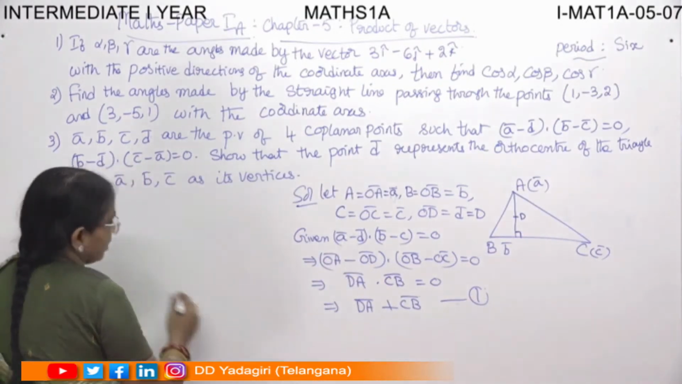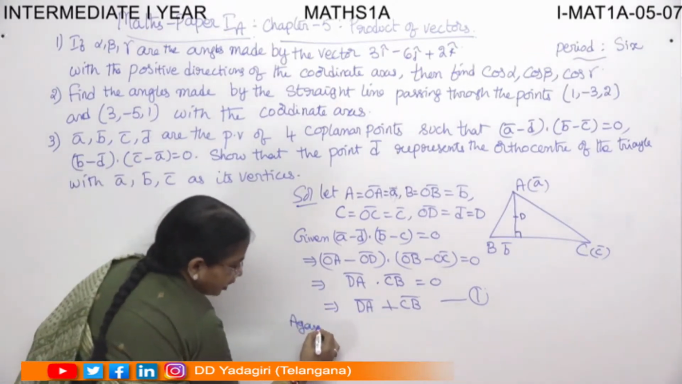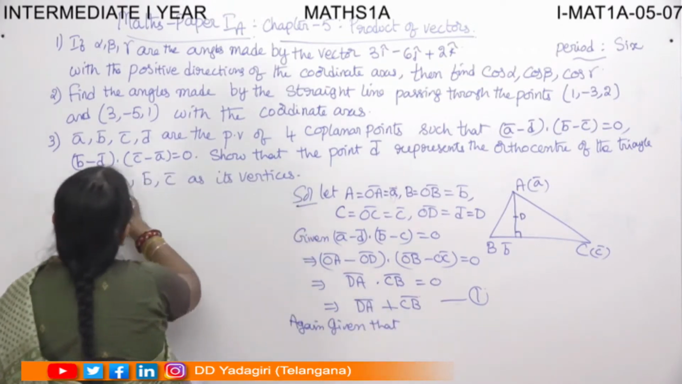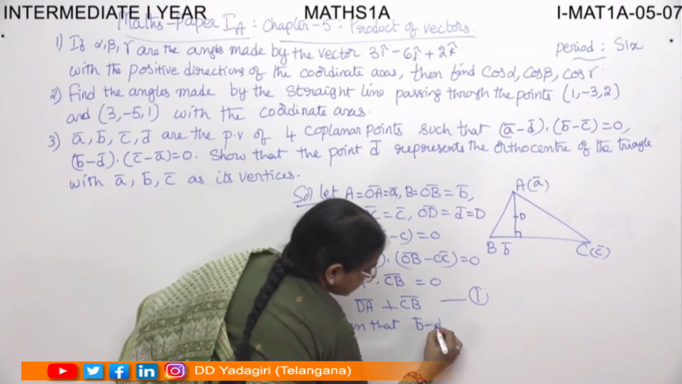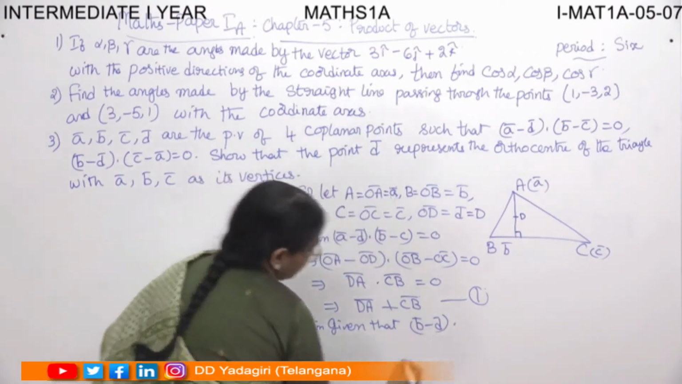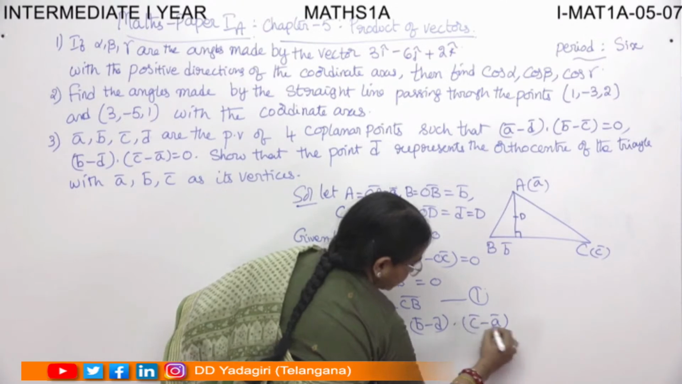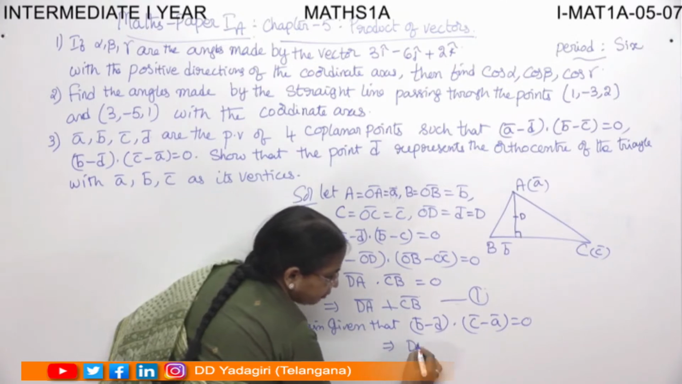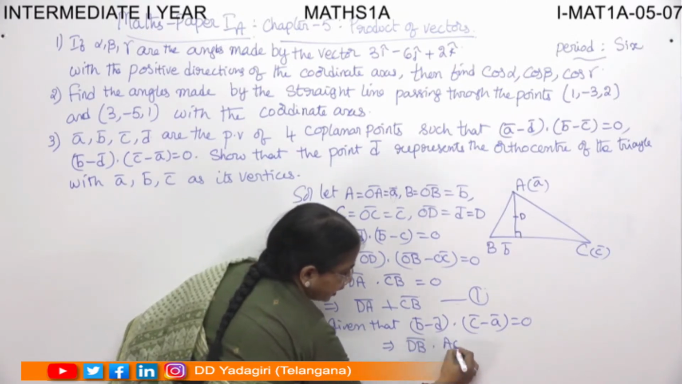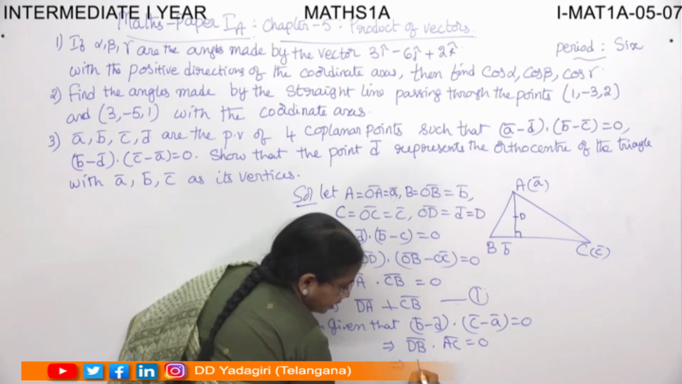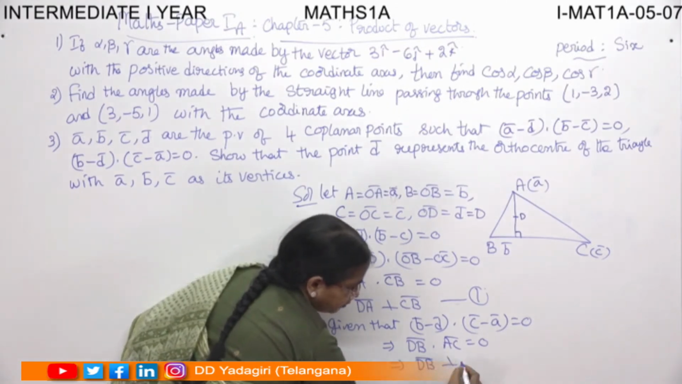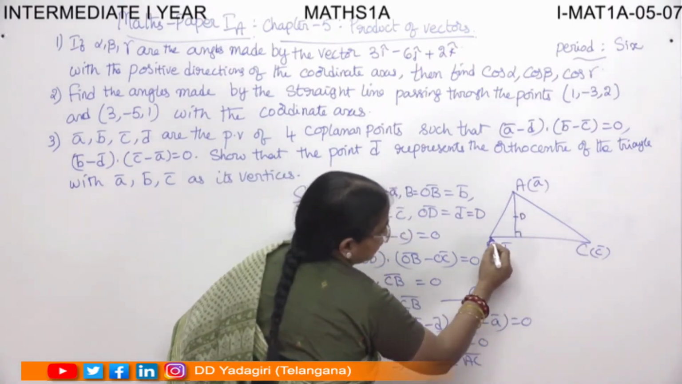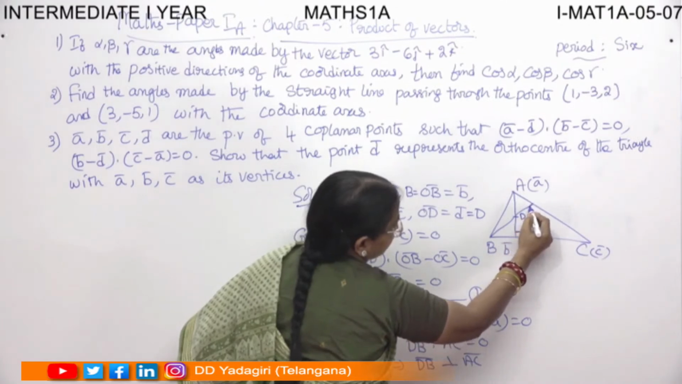Now we'll take the second one. Again you are given that B minus D dot C minus A is equal to 0. So if you simplify in the same manner, you will get DB dot AC is equal to 0. So that means DB is perpendicular to AC. So for AC, DB is perpendicular.